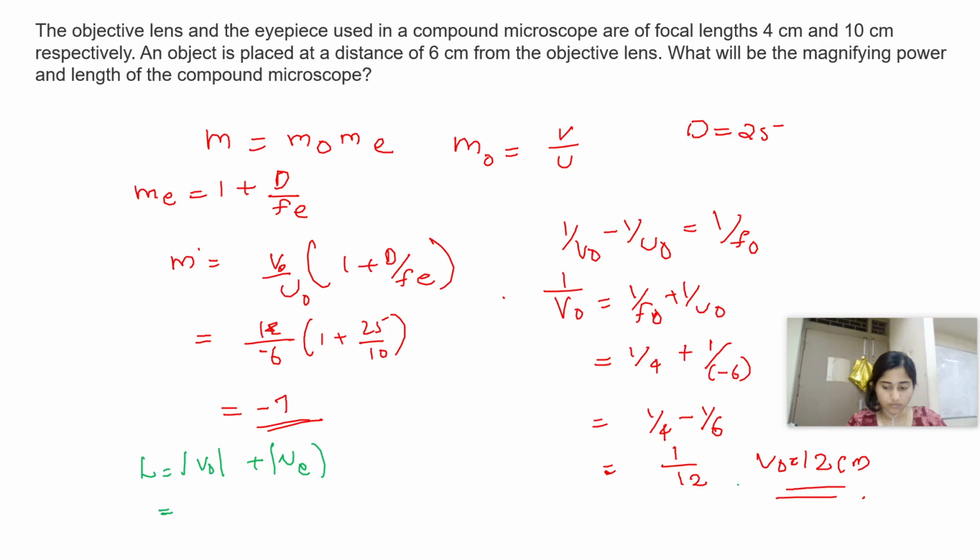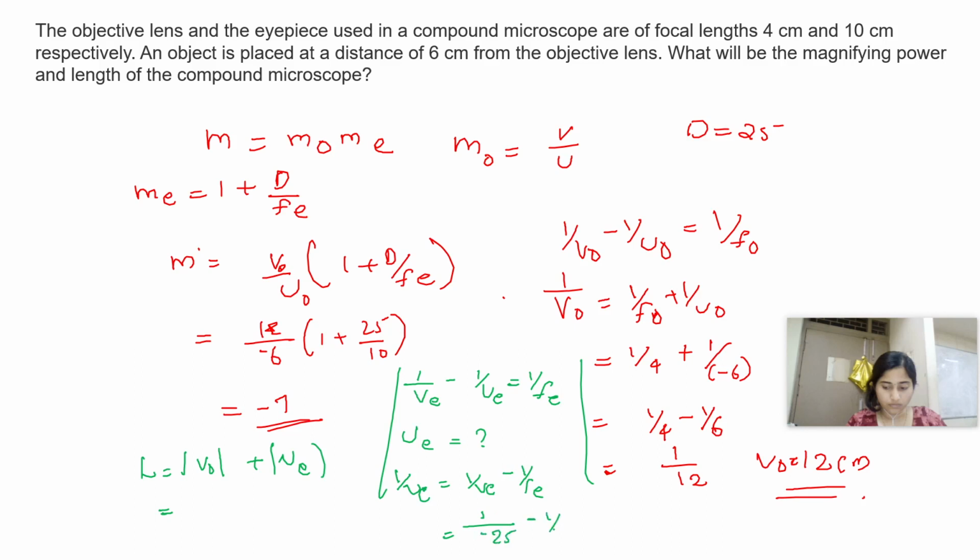So V0 you found from here. What will be the UE value? This is the same formula, 1 by VE minus 1 by UE is equal to 1 by FE. From here you have to find the UE value. So 1 by UE you can write as 1 by VE minus 1 by FE. And 1 by VE is what? 1 by minus 25 minus 1 over 10. From there you have to find the UE value.